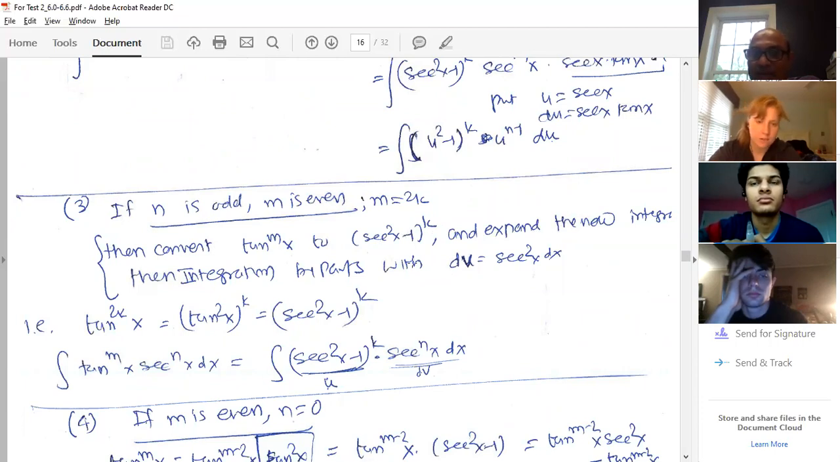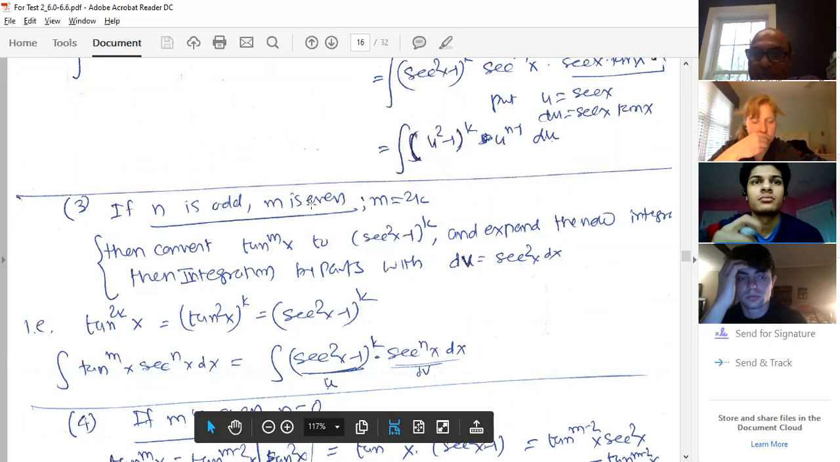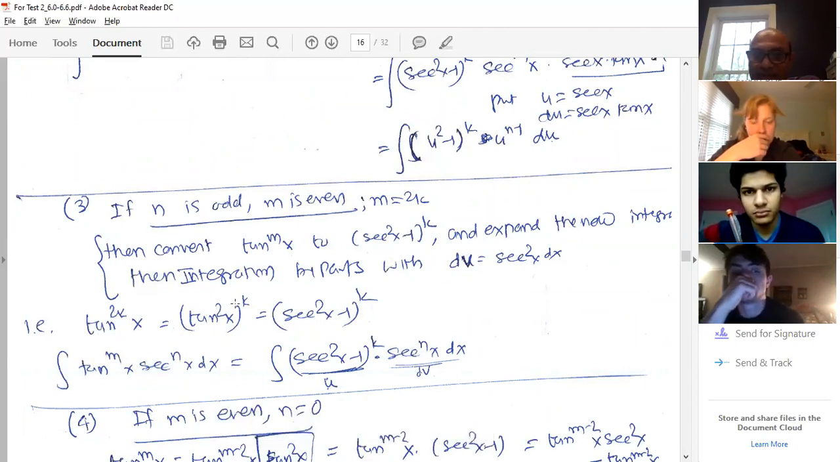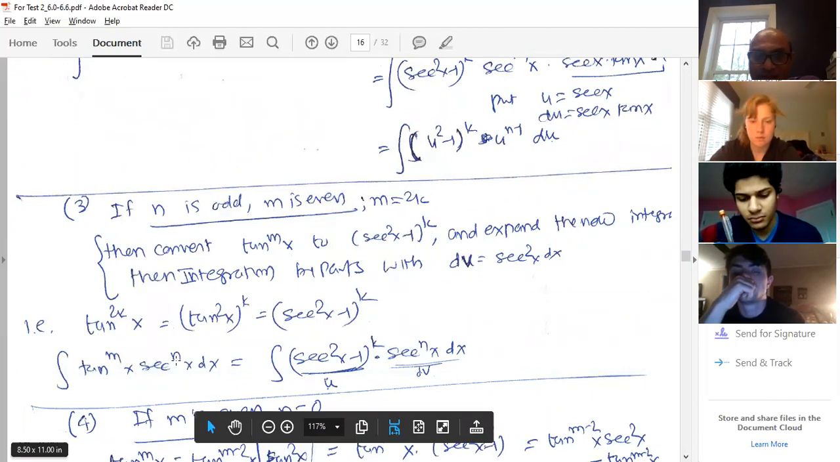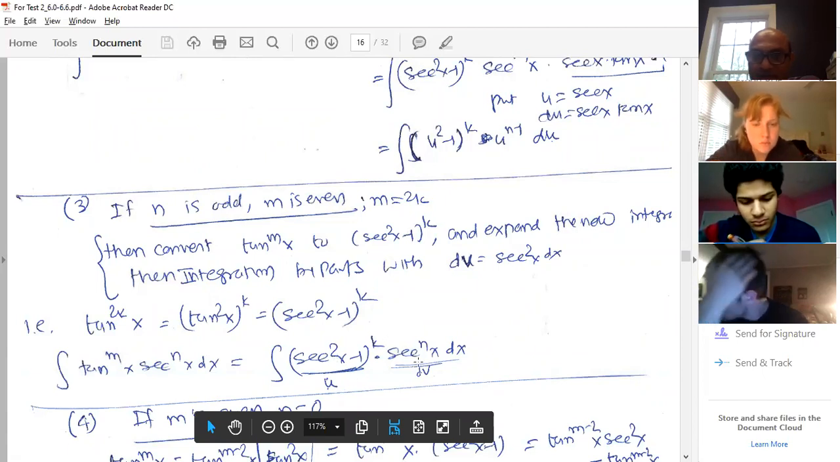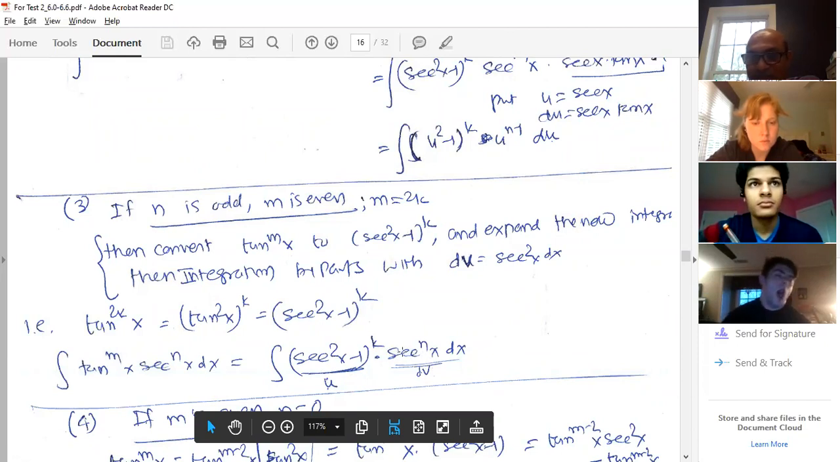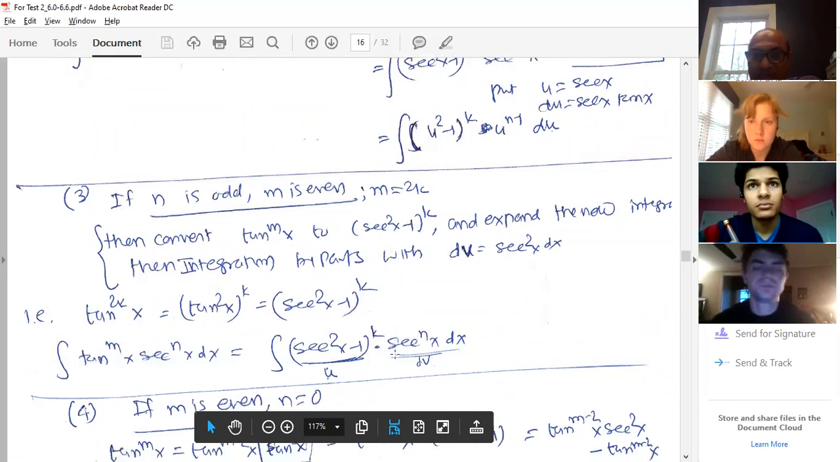Then integration by parts will give you, with dv equal to secant square x dx. I will let you know, don't worry. So when m is even, tangent to the power m x, m equal to 2k, tangent square x to the power k, secant square x minus 1 to the power k. Just write it down like this: the tangent is secant square x minus 1 to the power k. This is my u and this is v, so use the u into v rule. You have to use the u into v rule whenever your n is odd and m is even.